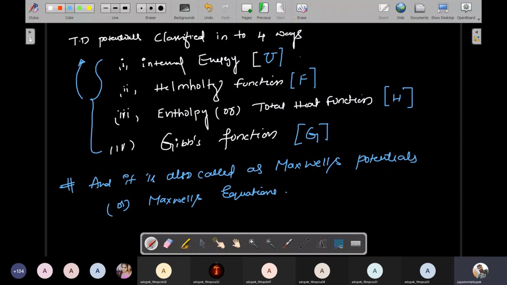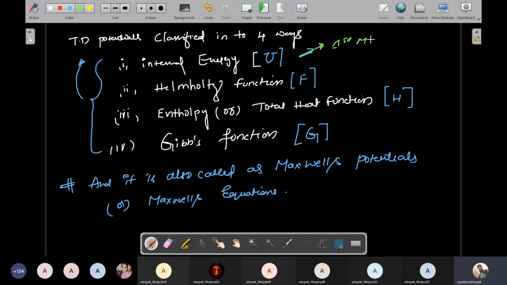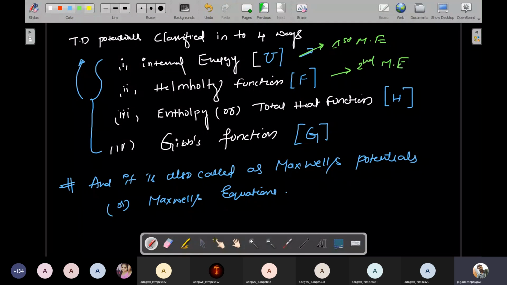So this is called the first Maxwell equation, I am simply using green color, and this is called the second Maxwell equation, and this is called the third Maxwell's equation, and this is called the fourth Maxwell's equation. So these are four Maxwell equations, the four Maxwell potentials or four Maxwell equations.